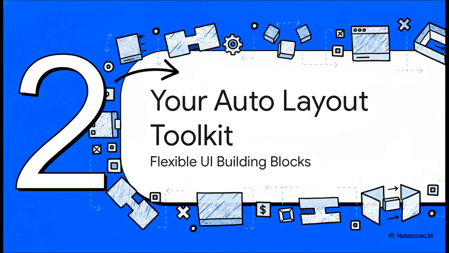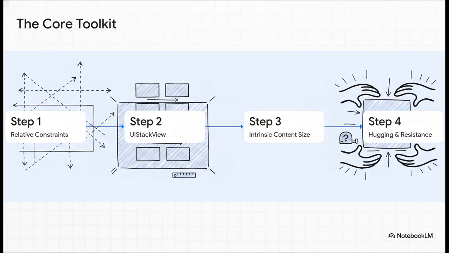Okay, so we've got the philosophy. That's great. But how do we actually do it? Let's get practical and look at the tools we can use to build these flexible UIs. This is your core toolkit. We're going to walk through 4 essential building blocks. First, understanding what relative constraints really are. Then we'll harness the incredible power of stack views. After that, we'll talk about respecting something called intrinsic content size. And finally, we'll demystify how views hug and resist changes in space.